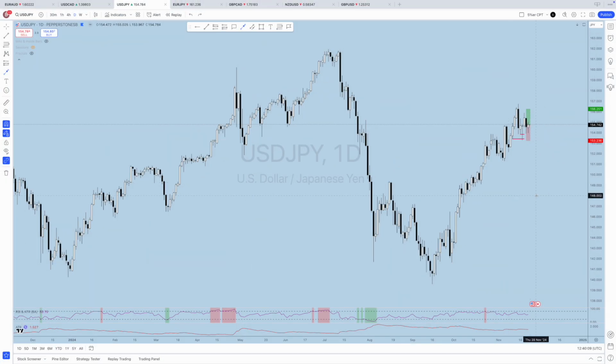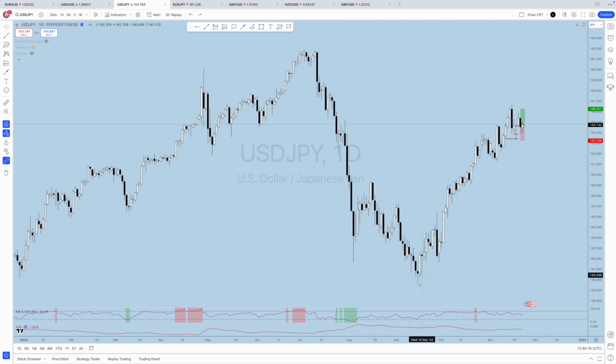Next one is USD Japanese yen. Starting the analysis from the daily chart, we can see price has been trending up for a while.